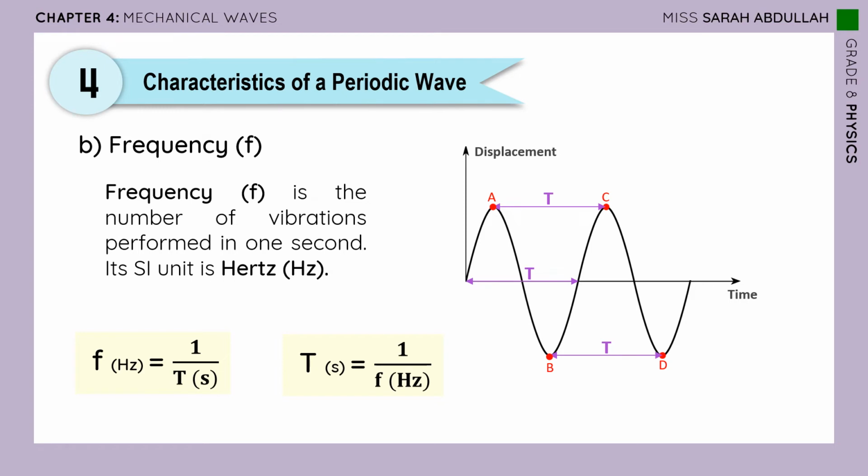So if the exercise gives you the period, it means you have the frequency as well because you can find it. If it gives you the frequency, it means you have the period because you can find it. So the frequency is the number of vibrations performed in 1 second.